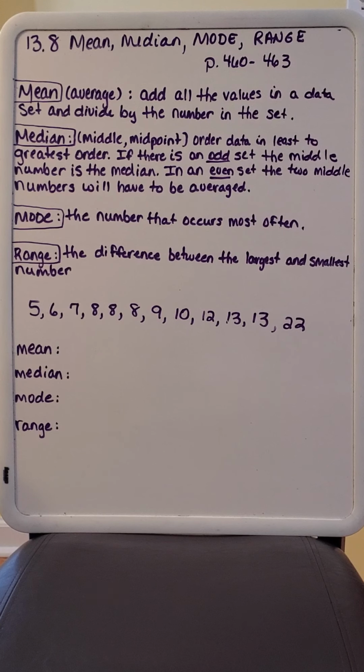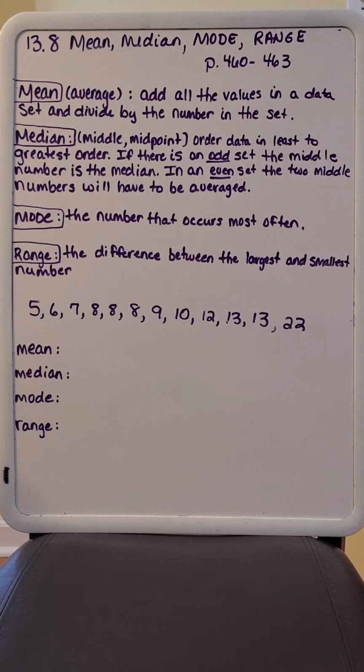So first off, to start, mean, which is another term for average. So they're used interchangeably. What happens is you'll take all the values in the data set, you will add them together, and then divide them by however many of them there were. So if you have 10 numbers, you would add them all up and then divide them by 10.